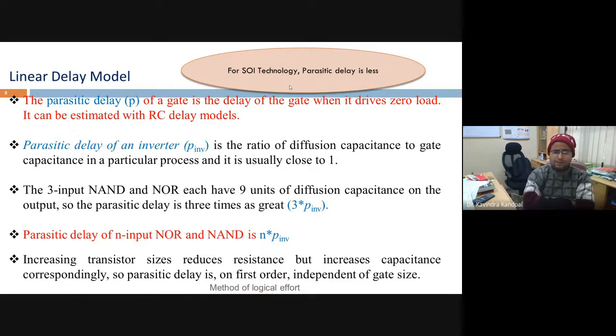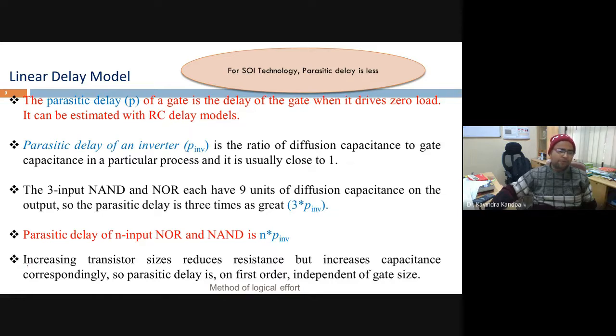But in general, the thumb rule says that if it is an n input NAND gate or an n input NOR gate, then the parasitic delay will be n times of P inverter. You're getting my point? Yes or no? Yes, sir.